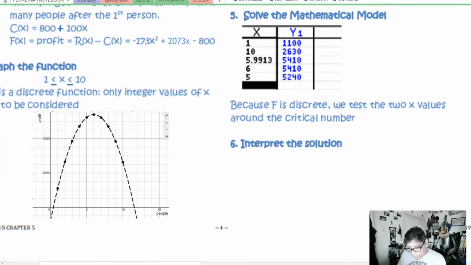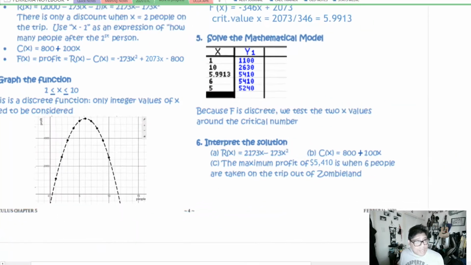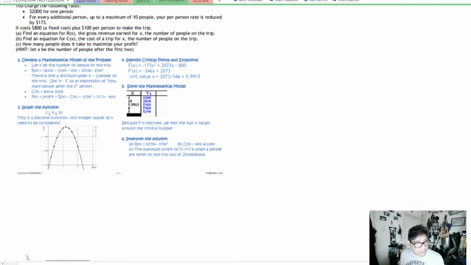So let's interpret the solution now. Interpreting our solution, we have our r function is 2,173x minus 173x squared. Our c function was 800 plus 100x. And we found a maximum profit of $5,410 when 6 people are taken out of Zombieland. And that just about does it for us in our chapter 4.